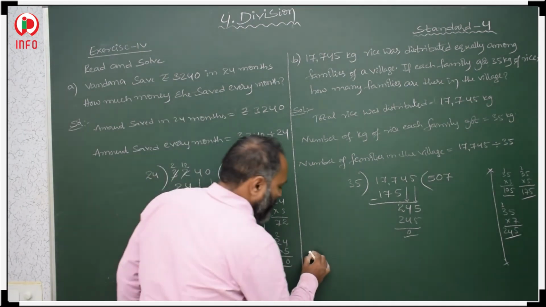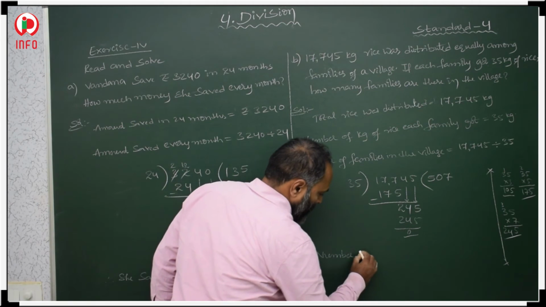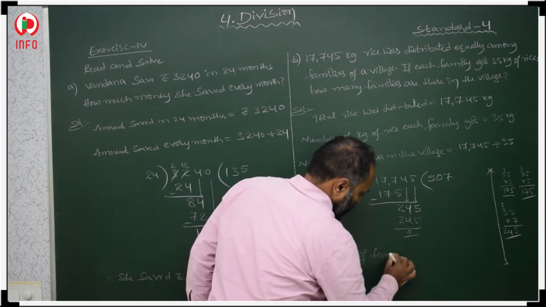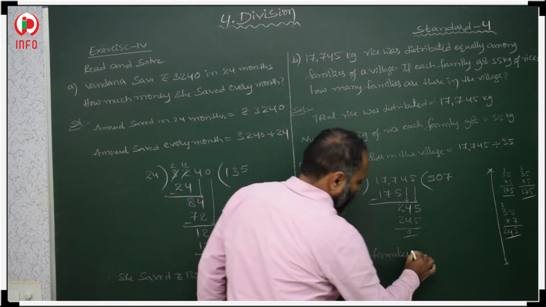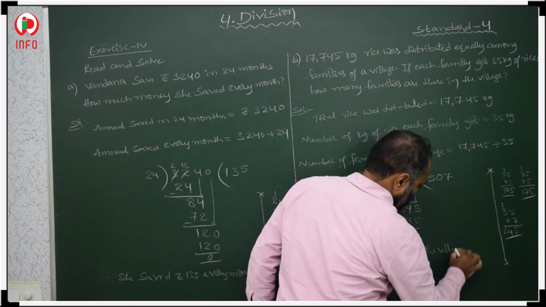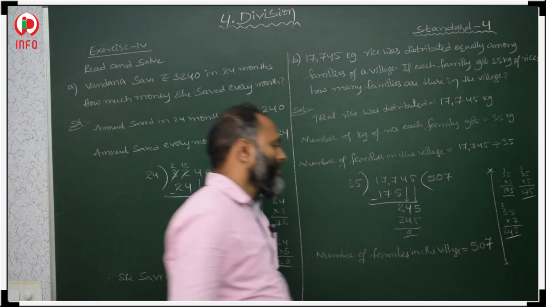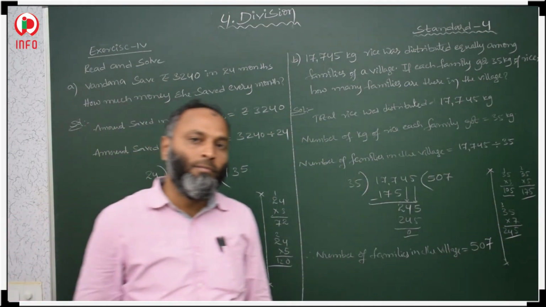Therefore, the number of families in the village is equal to 507. This many families were there in the village. Okay.